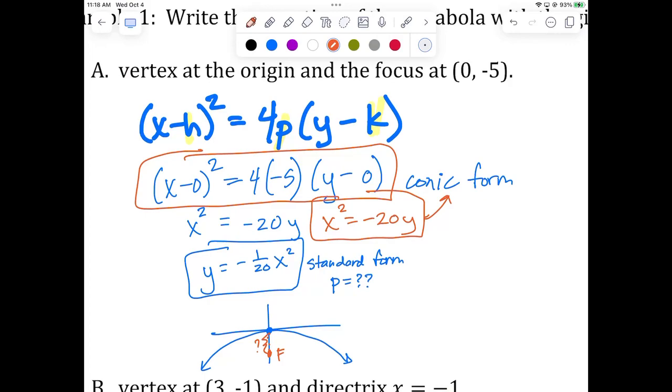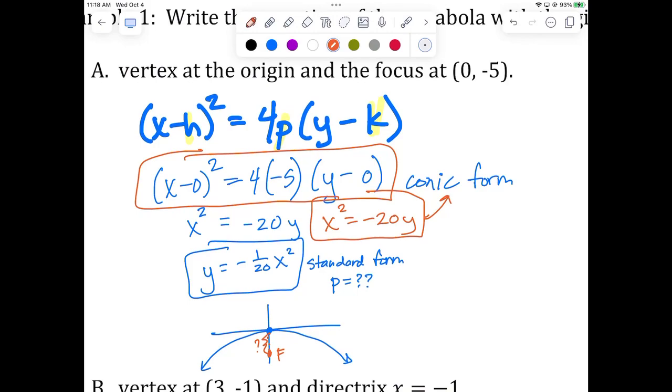One of them is more useful for certain things, and the other one's more useful for other things. This last one here in standard form is very useful if we're just interested, bless you, in a sketch of the parabola, whether it opens up or down. But if I'm interested in its reflective properties and I want to know where the focus is, I want it in this form right here so that I can be staring at this. This -20 is equal to 4p.